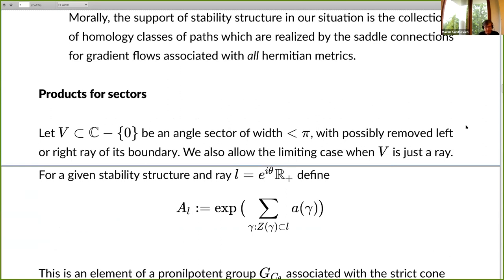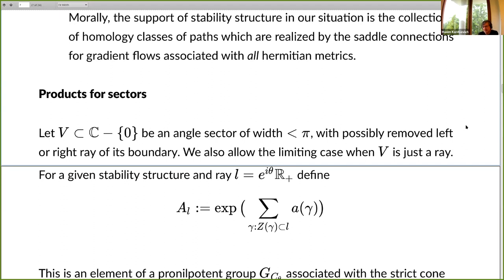let's go back to the general story. One can try to see this stability structure with a support property in the following way. Suppose we fix this map, the central charge, and see how we can encode in a different way this element A gamma. First of all, let's consider on a plane, the image of where the central charge lives, any angle sector of width strictly less than pi.